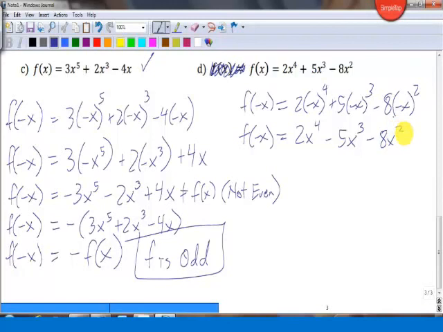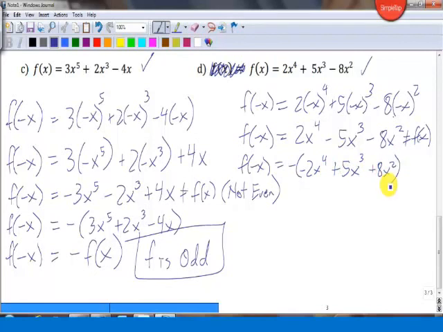So we look at this expression and we ask ourselves, is it the same as the original? And the answer would be no. The one that had the odd exponent changed its sign. So it's not the same as the original. So it's not f of x, so it's not even. But if we factor out a negative 1, change all the signs and put a negative sign in front.